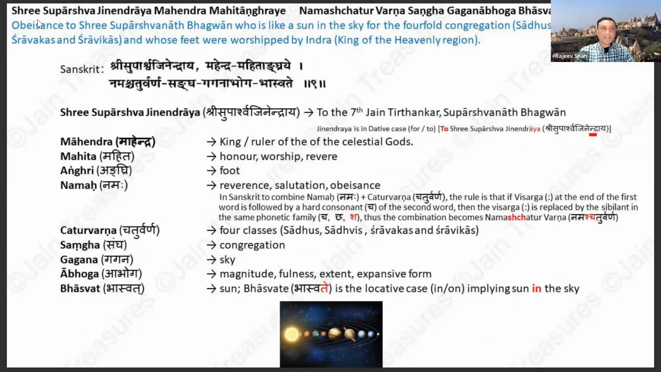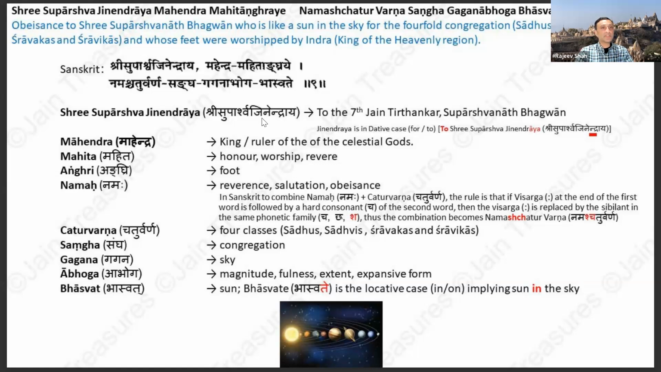So the next Tirthankar is Sri Suparsu Jinendraya Mahendra Mahitangre Namaschaturvarna Sangha Gagana Bhoga Bhasvate. So let's look at the word-to-word meaning. Sri Suparsu Jinendraya. Now this is very interesting here. In Sanskrit, what's very important is the ending. So we have quite often heard Om Ganeshaya Namaha, Om Shivaya Namaha, Mahavirayna Namaha. So it's this ending AYA at the end which designates to. So it's called a dative case, which indicates either for or to.